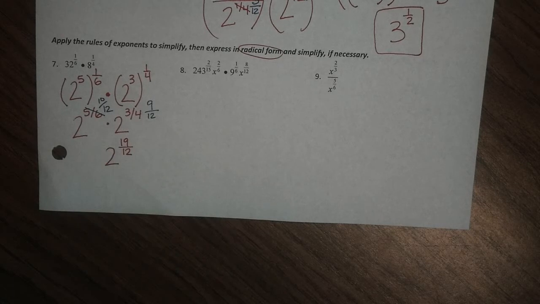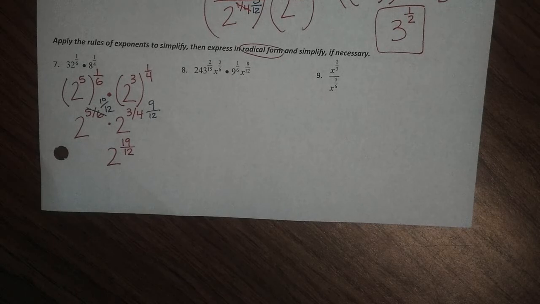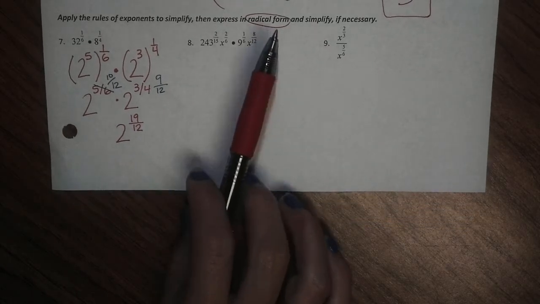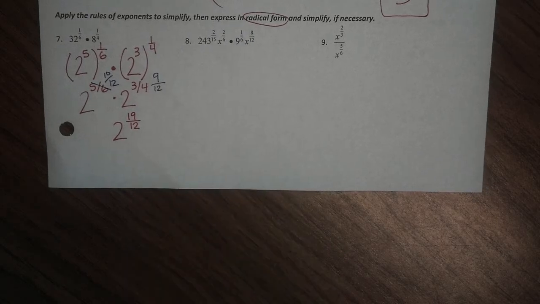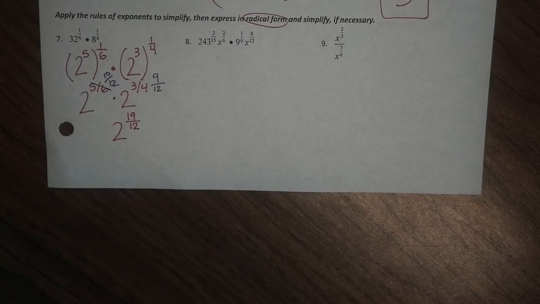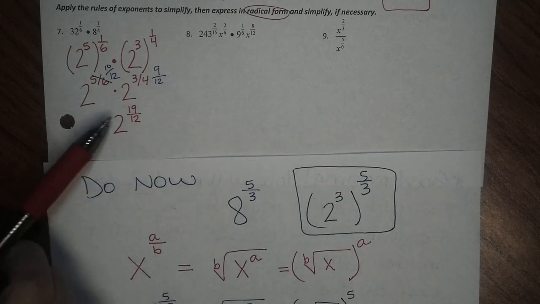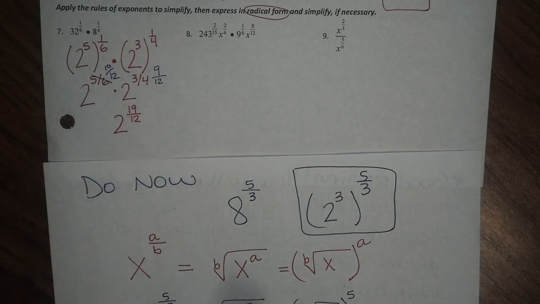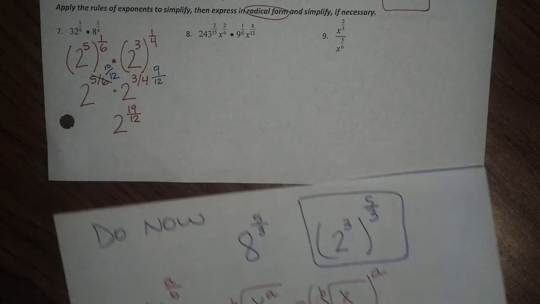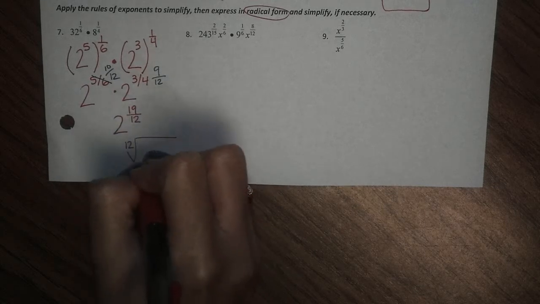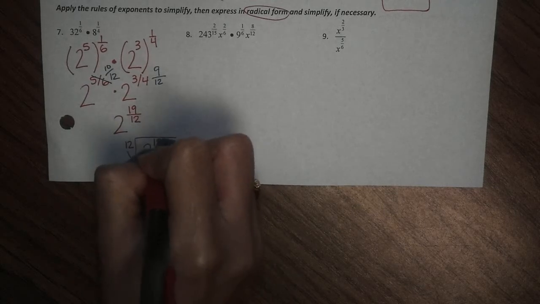If the question wants exponential form, that would be your answer. You would box that. Like on the top, we did exponential form. However, here it says to do it in radical form. So now, again, like what we did on Thursday or that formula that I showed you here on the do now, go ahead and write your exponential form as a radical form and rewrite that as the 12th root of 2 to the 19th.